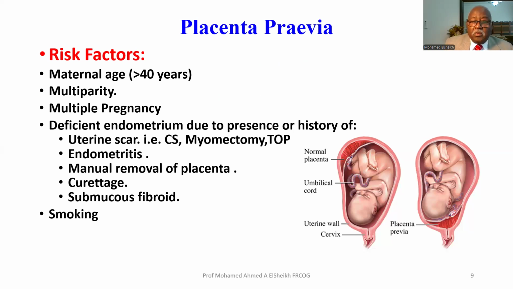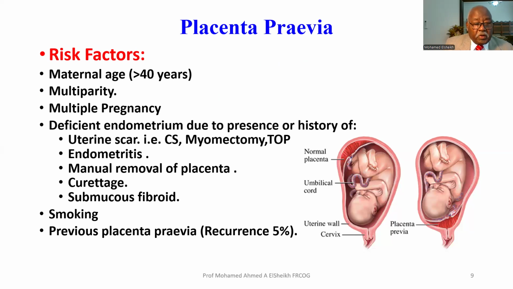Curettage, submucous fibroids, all these are conditions that could be risk factors. Smoking and previous placenta previa, the recurrence here we say is almost 5%. So the maternal age, the parity, multiple pregnancy, conditions affecting the uterine endometrium, and then smoking and previous placenta previa. Nowadays, IVF, in vitro fertilization, or assisted reproductive technology are quite common, and the result could be placenta previa, whereby it is implanted in the lower uterine segment.